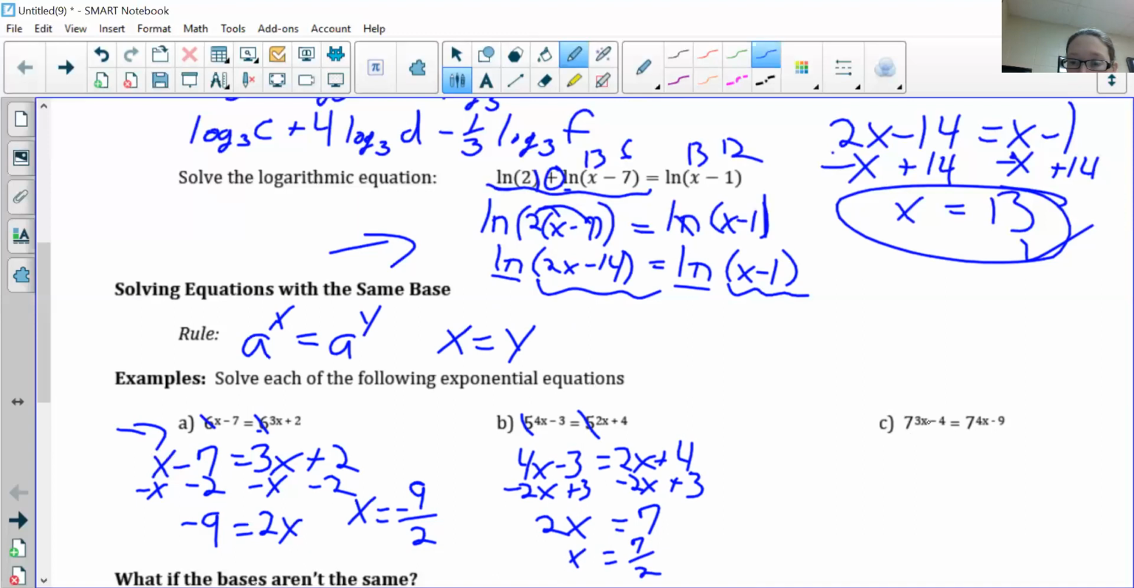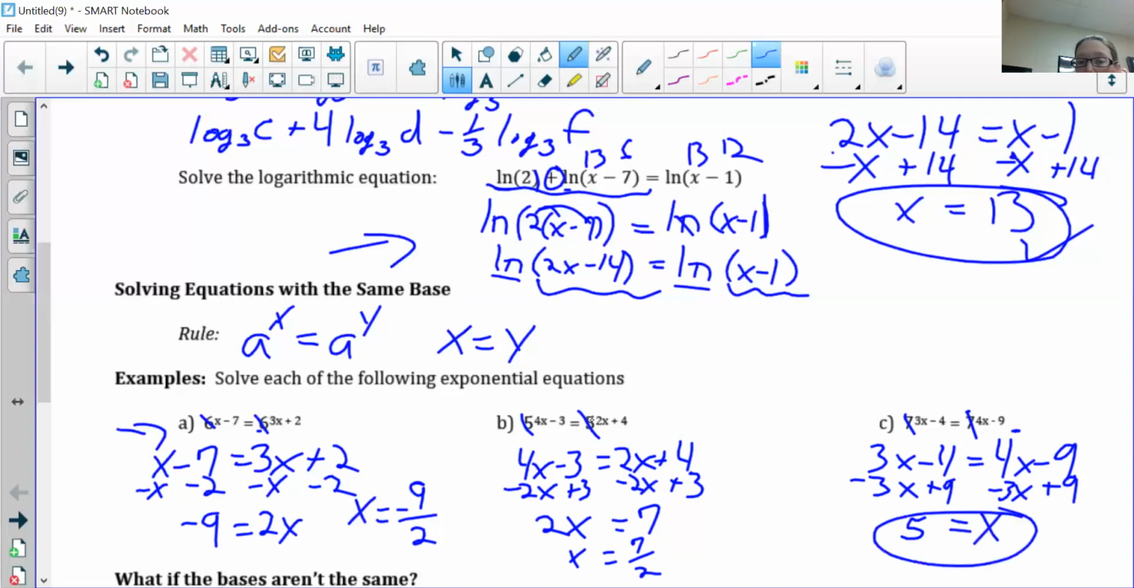Same thing for C, same bases. So we just set the stuff equal to each other. So 3x minus 4 equals 4x minus 9. Bigger x's are on the right. Move our x's over there. Go ahead and move our 9 while we're at it. So 5 is equal to x. Well, that one was easy.